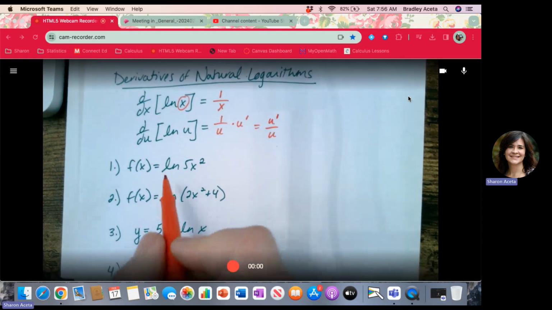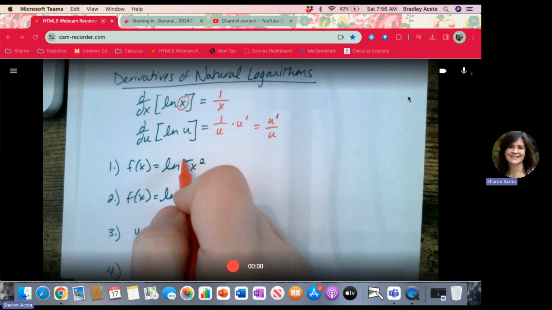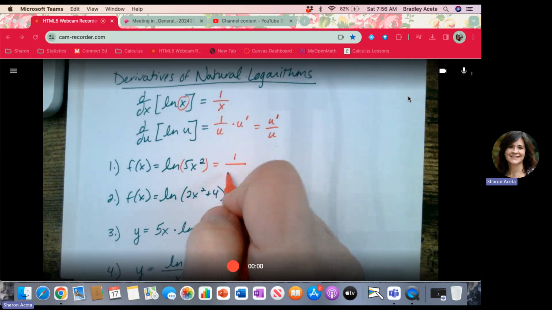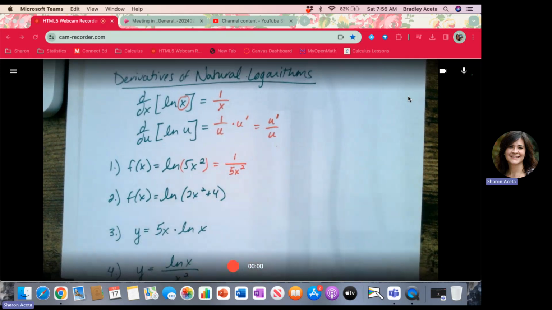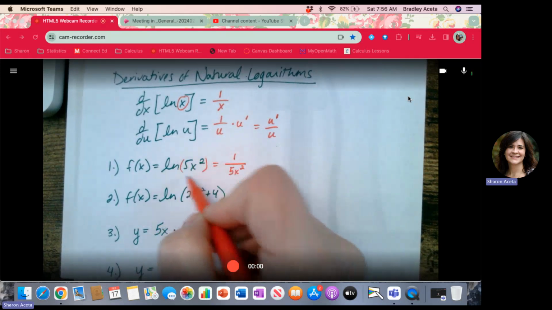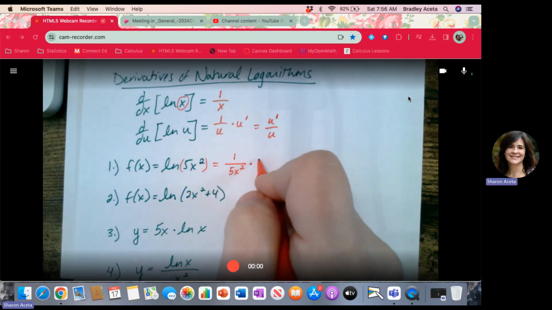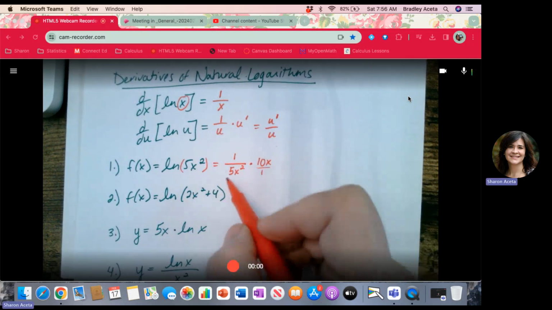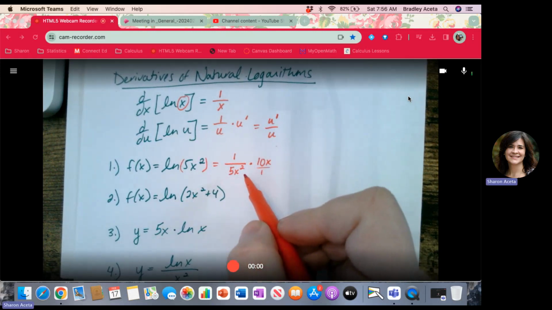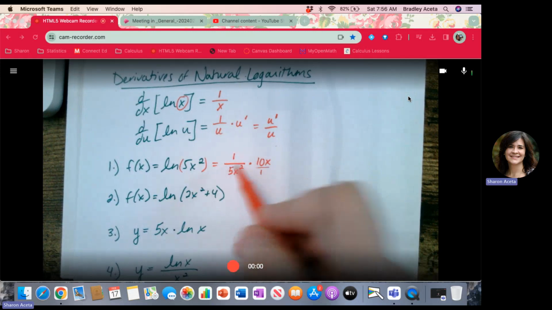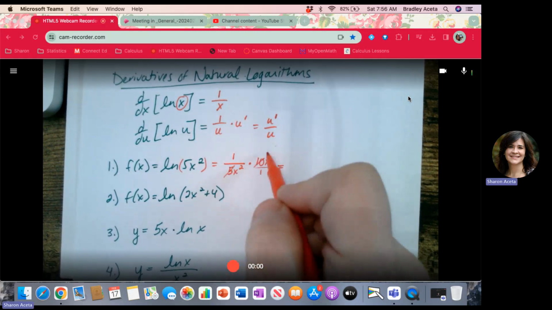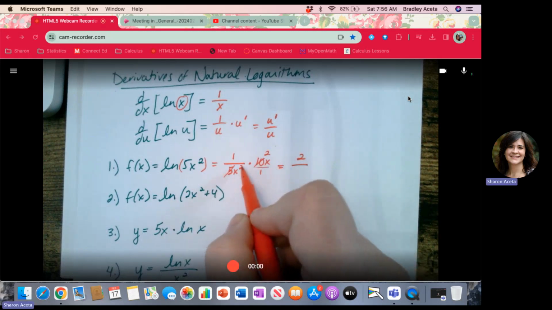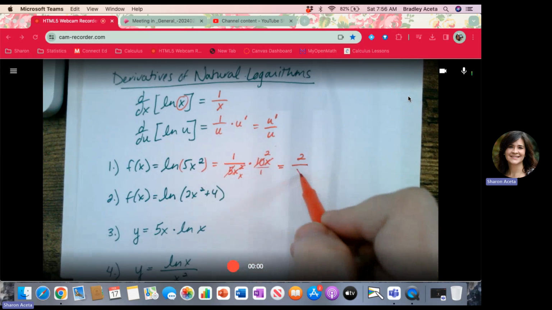So number 1, the ln of 5x squared. So this is my u. So I would write 1 over 5x squared times the derivative of that, which would be 10x. Now, this is a fraction. I can reduce this. This would cancel to be, let's see, 5 goes into 10 2 times. And x over x squared, they cancel and you have an x on the bottom.